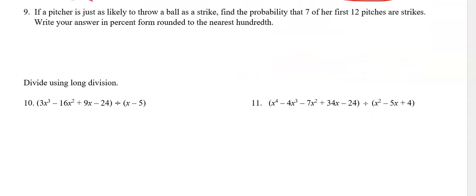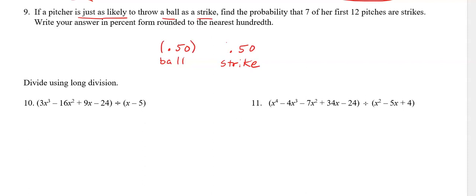Okay, problem number 9 is another application of the binomial theorem when we have probability problems that involve 2 possible outcomes. There's only 2 possibilities for a pitch. It's either a ball or a strike. So just as likely to throw either means there's a 50% likelihood of both. So just write down your 2 percentages of the 2 events taking place and just label them. Really doesn't matter which one is which.